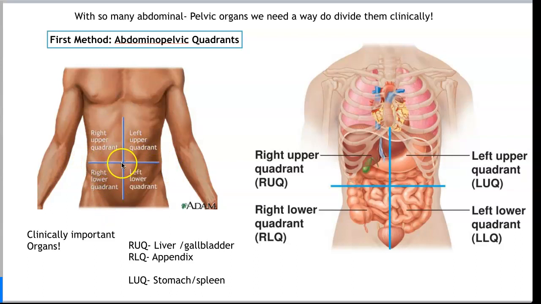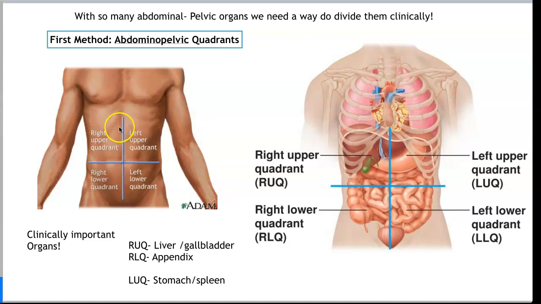We are going to go right through the belly button. That's going to be this horizontal line, and then right down the midline, we're going to draw a vertical line. So now we have 4 quadrants. 1, 2, 3, 4. Remember, this is the right side, this is the left side. This is going to be the right upper quadrant, right lower quadrant, left upper quadrant, left lower quadrant.